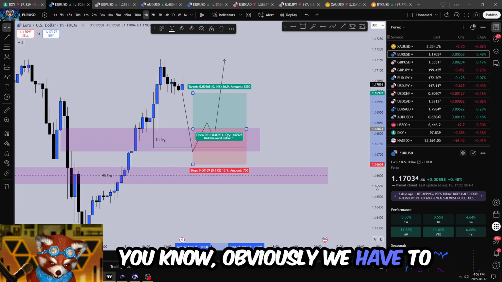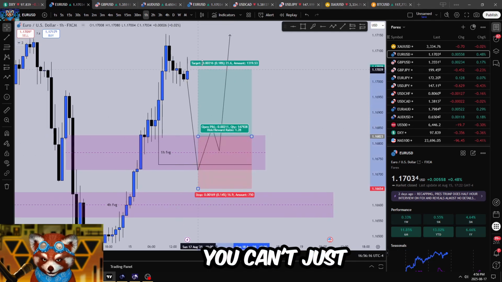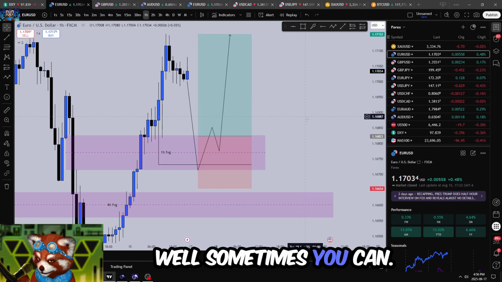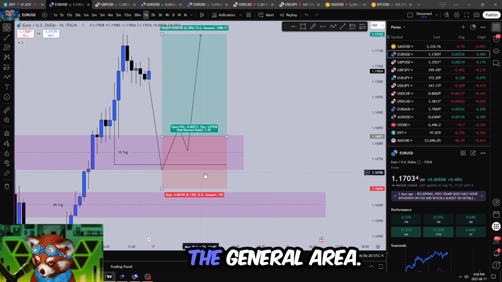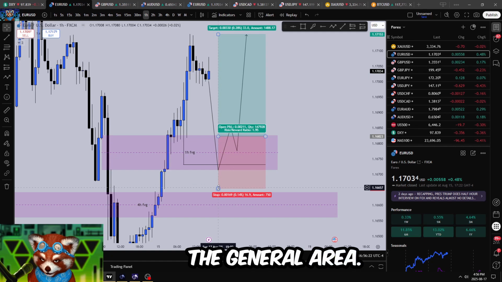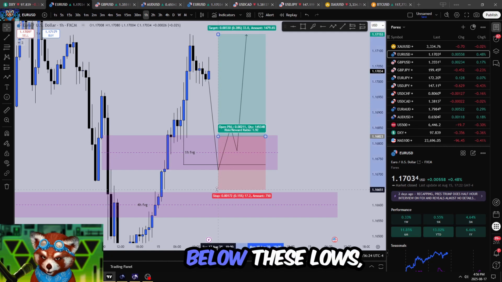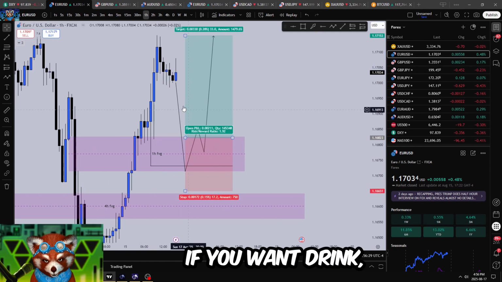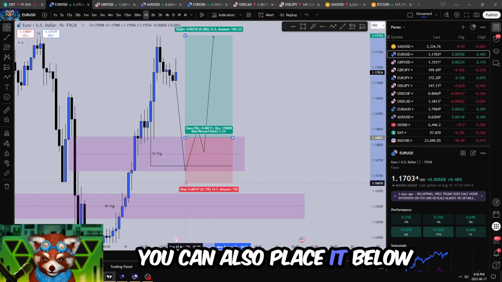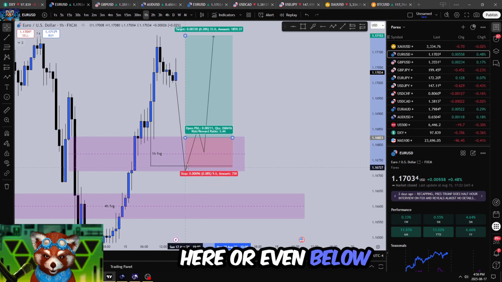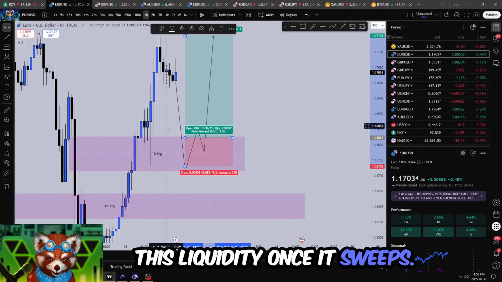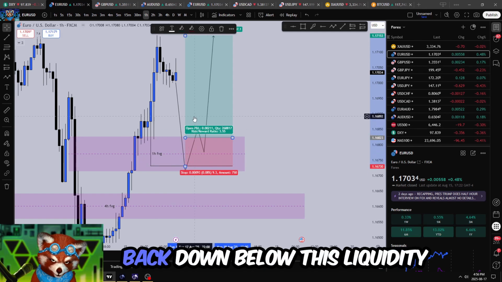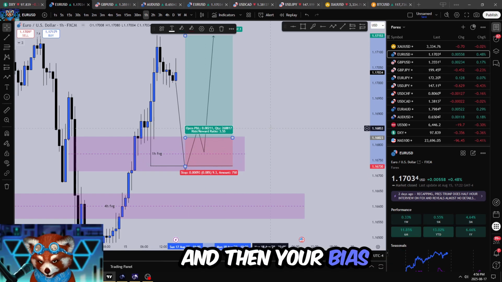You know, obviously we have to look at the lower time frame. You can't just place limits and see. Well, sometimes you can. But this would be the general area. I would put my stops below these lows, this liquidity. If you want, you can also place it below here or even below this liquidity once it sweeps, because it should not be going back down below this liquidity and doing another sweep, and then your bias would be wrong.